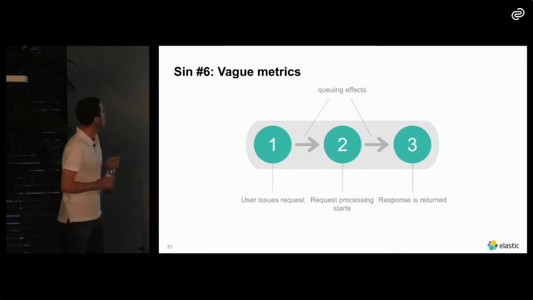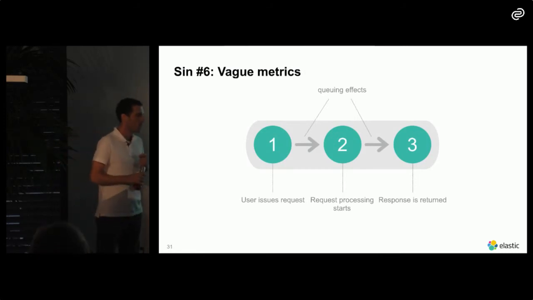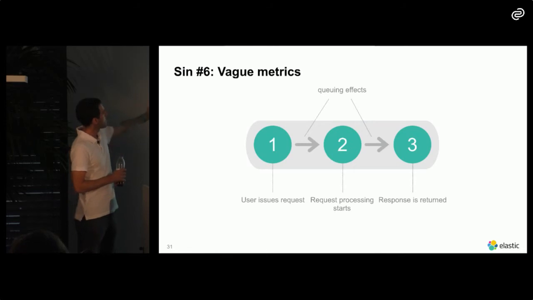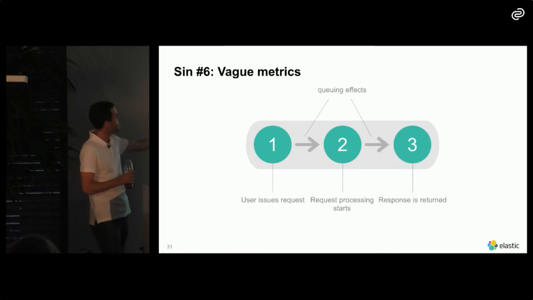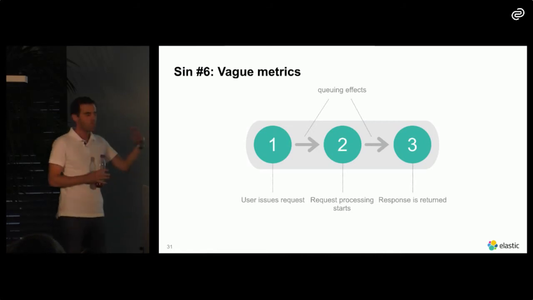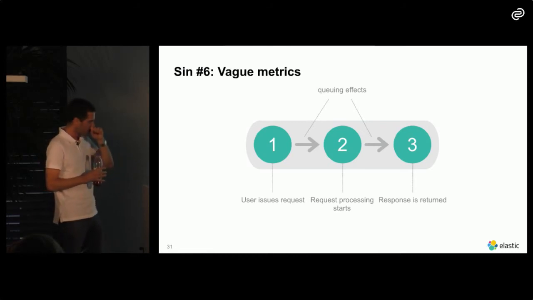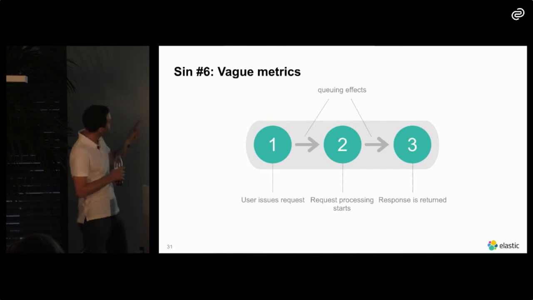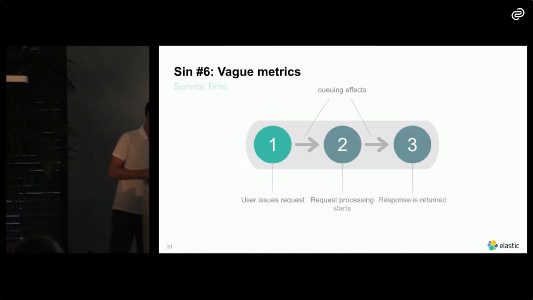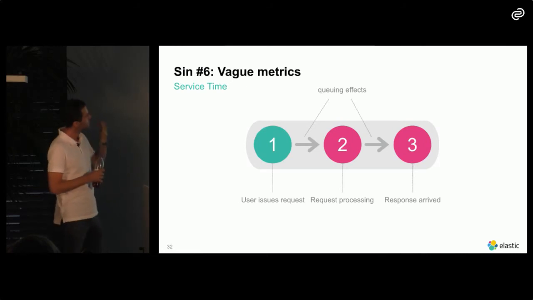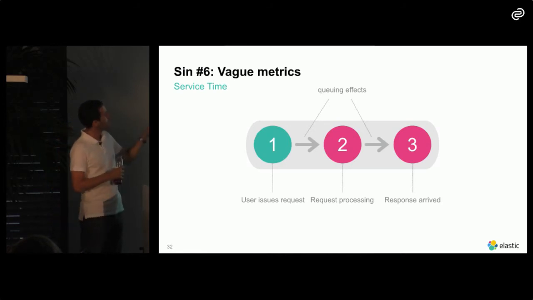Sin number 6. We are again kind of in the metrics area, in the latency area. Think of this. First, a user issues a request. Then, at some point in time, you start request processing, and as the first step, the response is returned. And now a lot of people forget that there are little queues in between, and they matter. The first thing is, when you think you measure latency, you're actually measuring service time. You're denying this queuing effect here, and I'm showing why. So you're just reporting on step 2 and 3.